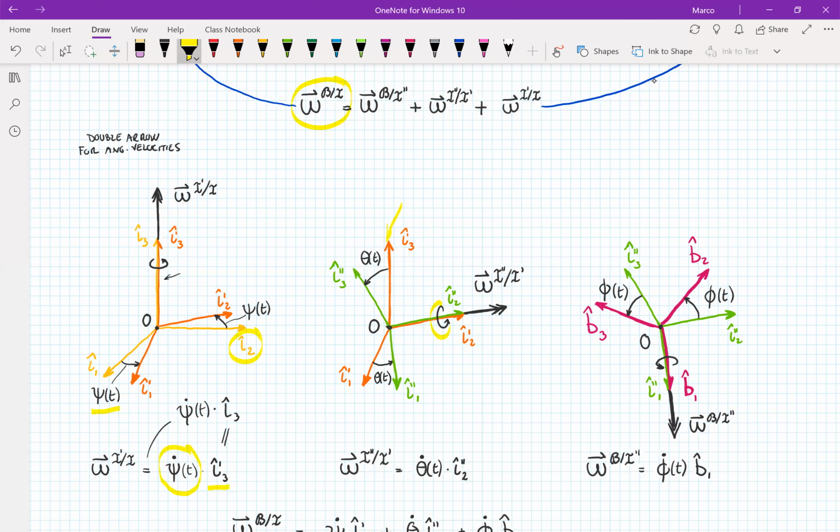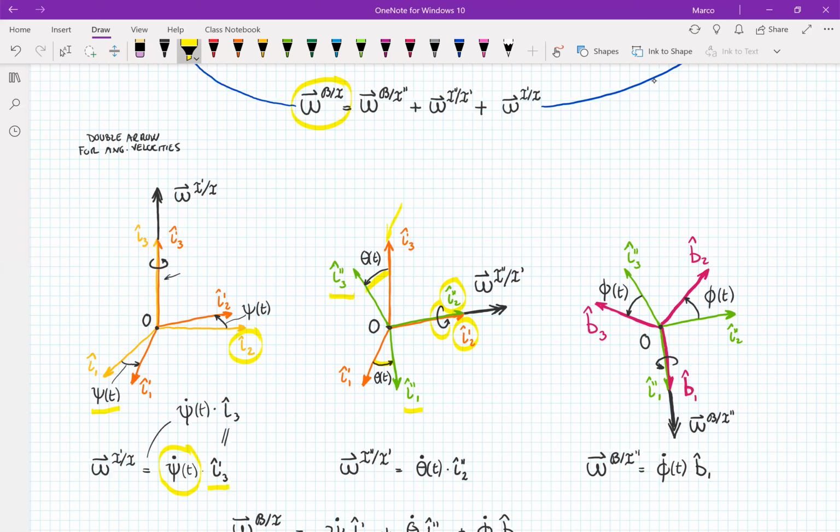That doesn't exist anymore. So now we've changed from I2 to I2 prime. So the second rotation happens about I2 prime. And so you see that I2 prime is going to be equal to I2 double prime. And what changes is actually the direction of I3 and I1. So I3 double prime is going to be different from I3 prime, and there's going to be an angle equal to theta between the two, and same thing between I1 prime and I1 double prime.